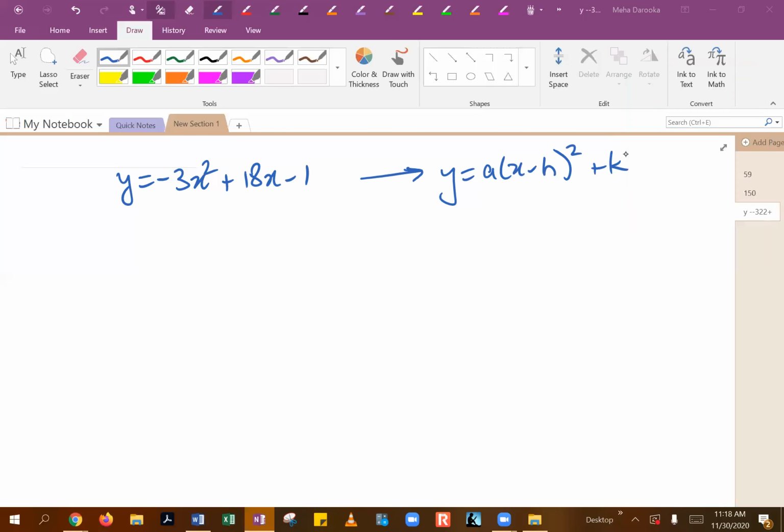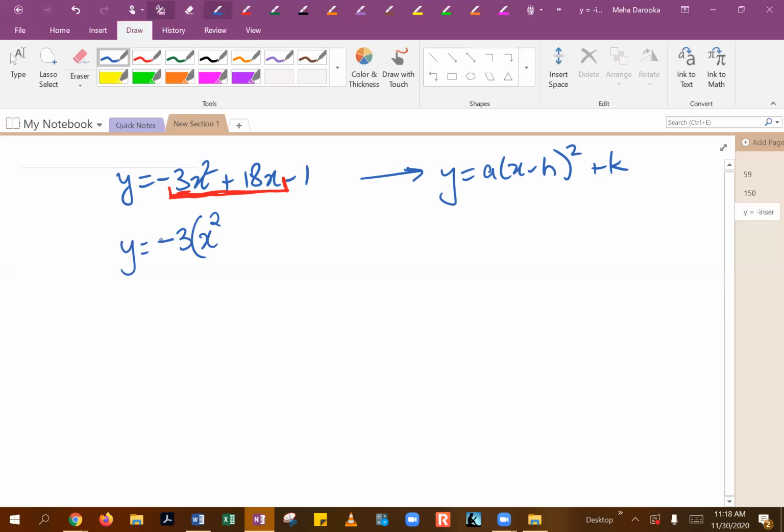Since this has a leading coefficient of -3, the first thing we have to do is take that -3 outside as our greatest common factor. But remember, you're only doing this from the first two terms. So that -1 at the end will stay as it is. If we take the -3 outside, you would be left with x squared.